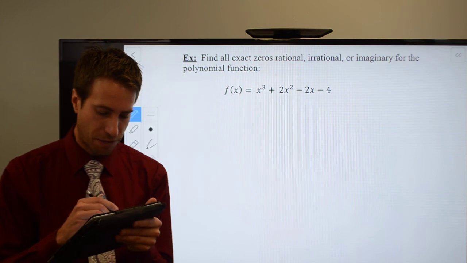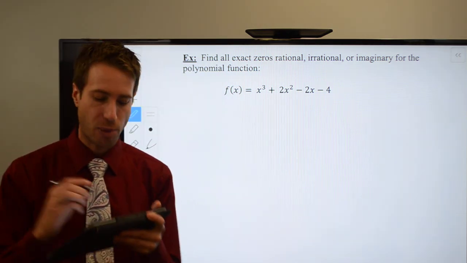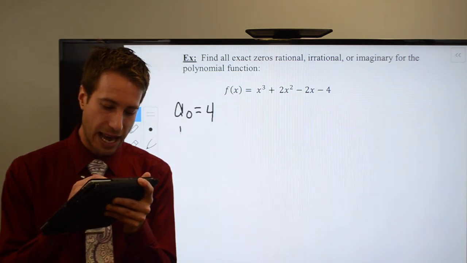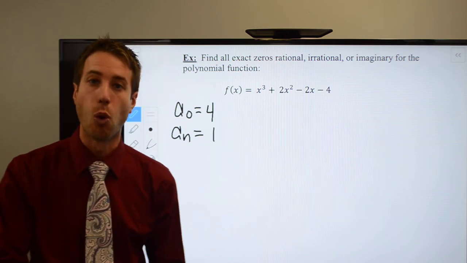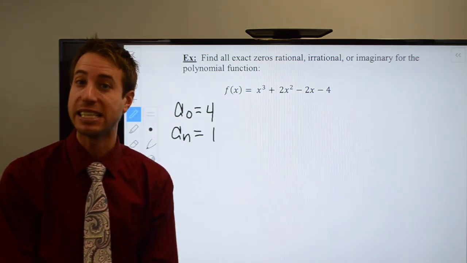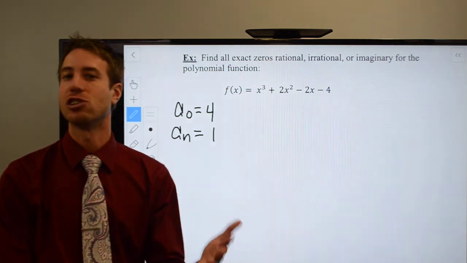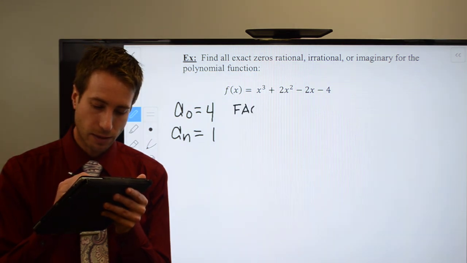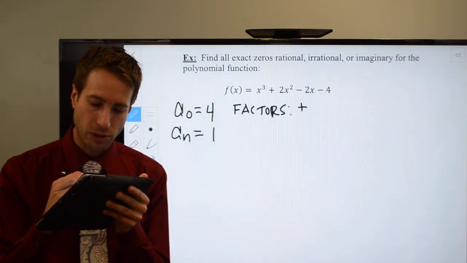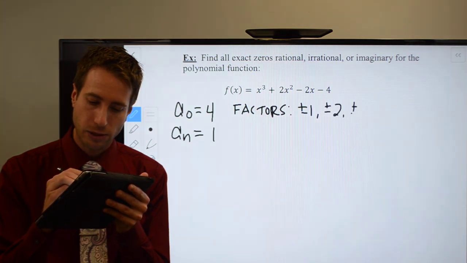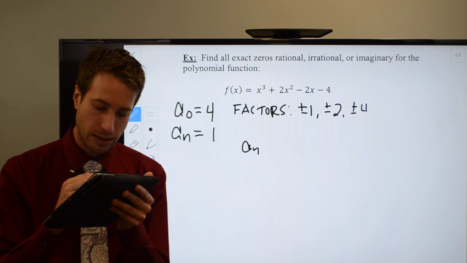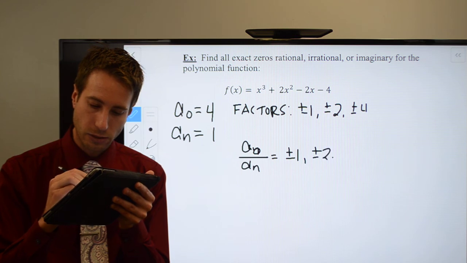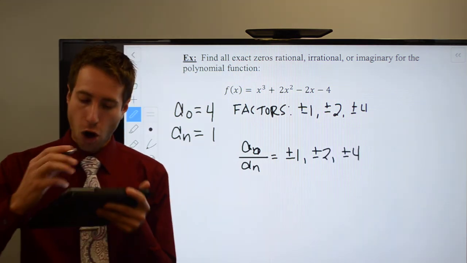Let's see what happens. First, I need to make my list of possibilities. That requires the rational zeros theorem, which is a naught, which in this case is 4, and a n, which once again is a 1. Remember, I do that because it makes your life a lot easier. Your list of possibilities is just going to be the factors of a naught, because anything divided by 1 is itself. All right, the factors of 4 are plus or minus 1, plus or minus 2, and plus or minus 4, which means a naught over a n is equal to plus or minus 1, plus or minus 2, and plus or minus 4. So here's all of my possibilities.